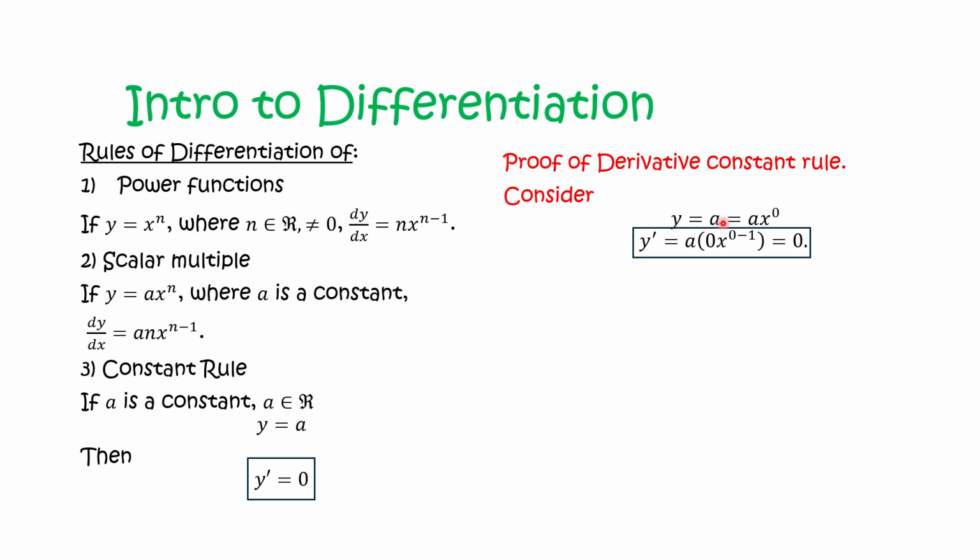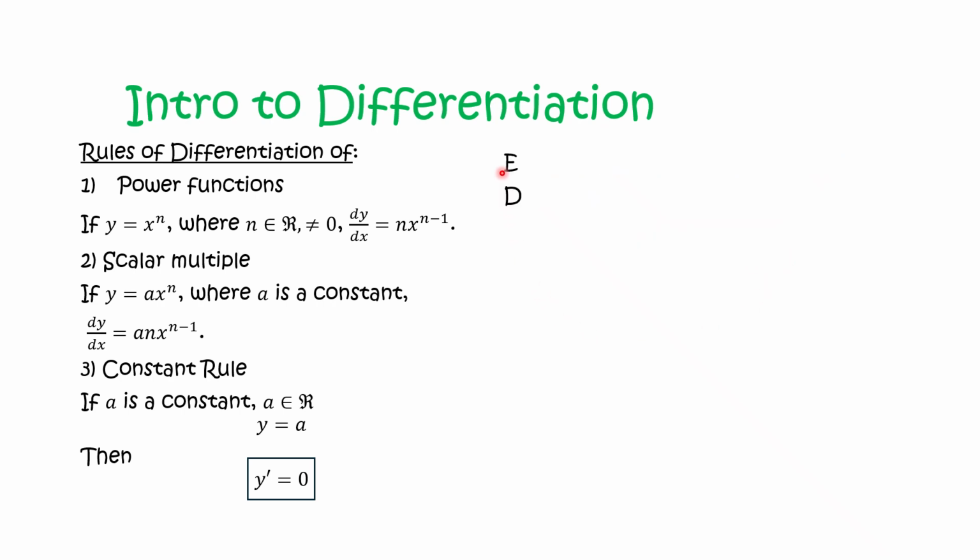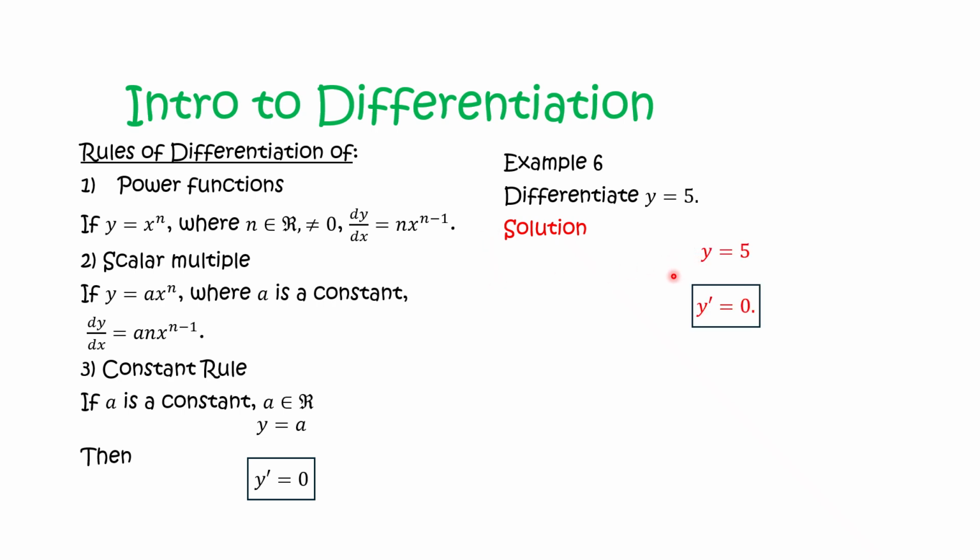So the constant, if we have y is equal to a, that can actually be expressed as a times x to the 0, and y prime then would be a times 0 times x to the 0 minus 1, which would just simplify to 0. Awesome. Let's look at example 6. Differentiate y is equal to 5. The solution. So it means that y prime is equal to 0.